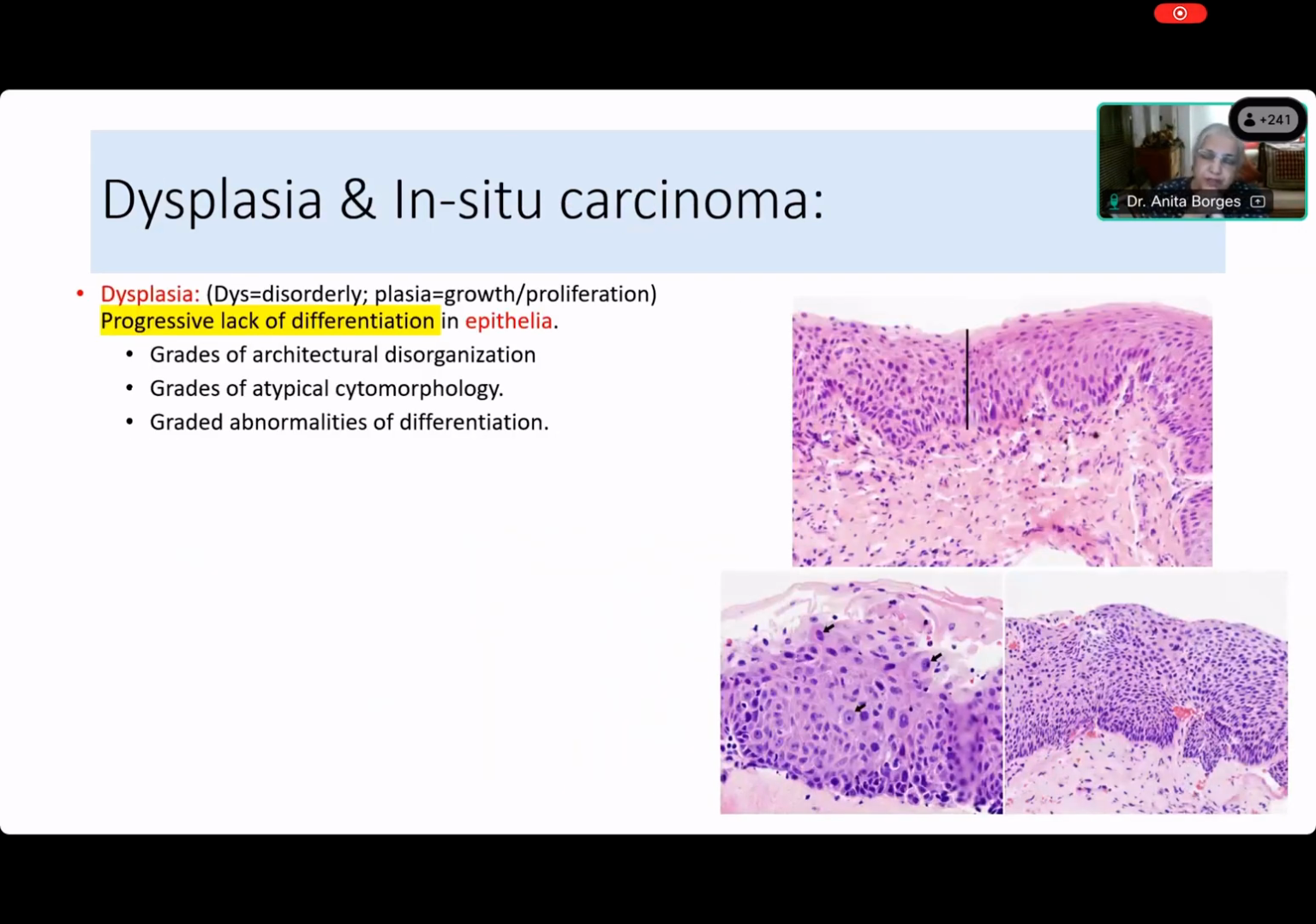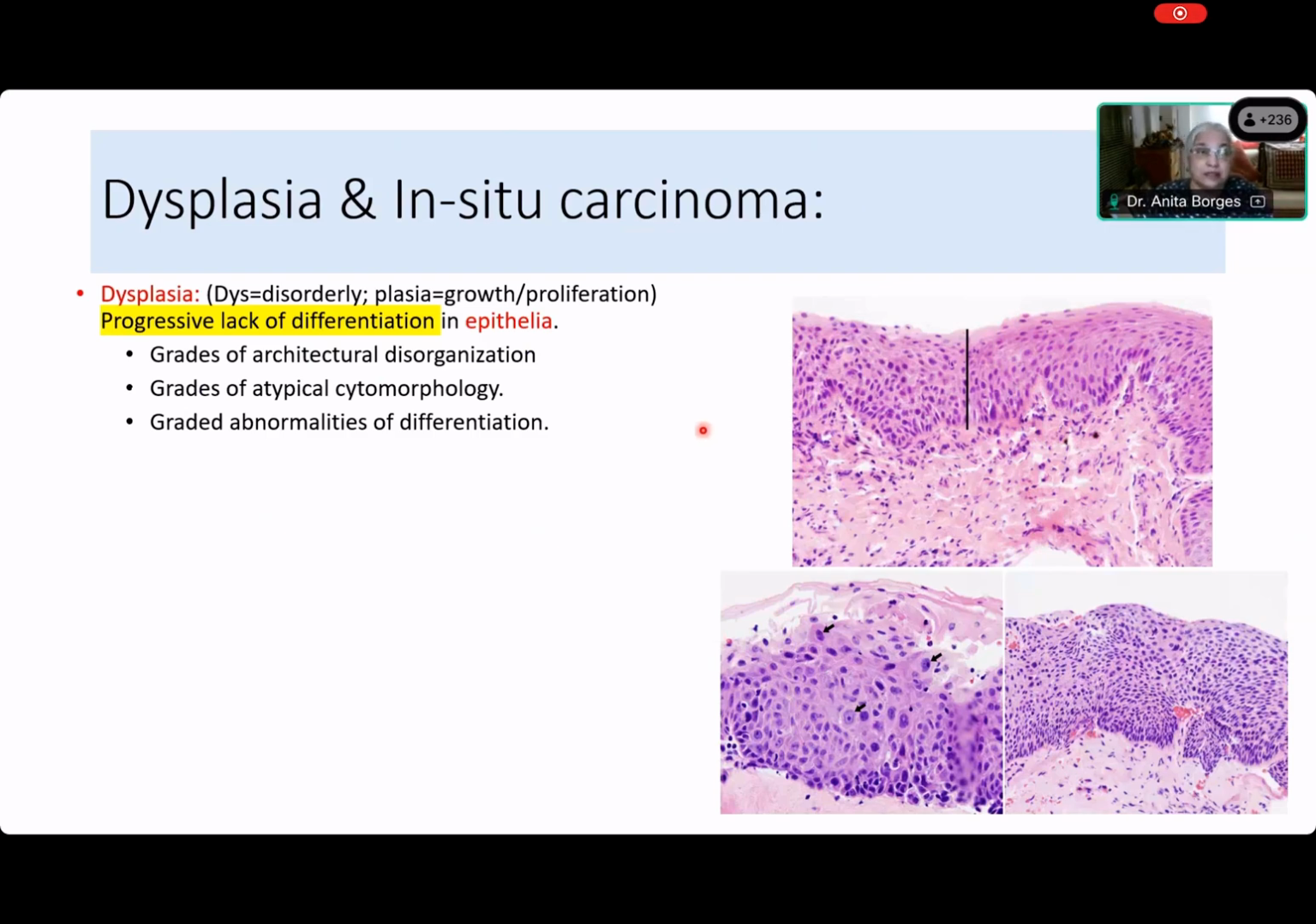Now, people often think of invasive tumors as being well, moderately, and poorly differentiated. Do you realize that in situ carcinomas and dysplasias also show progressive lack of differentiation, albeit that it is still only limited to the mucosa? Okay, let me see if I can get hold of the pointer. Yes, laser. Right. So just read my definition here.